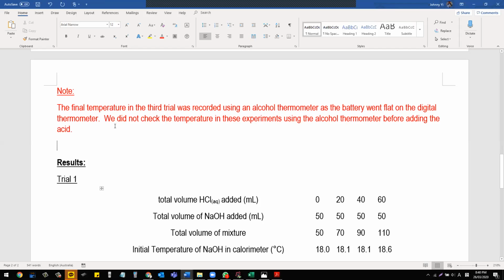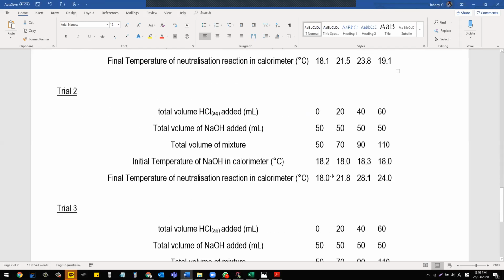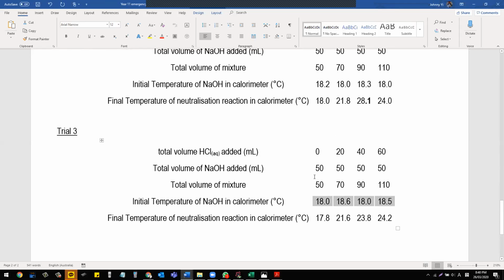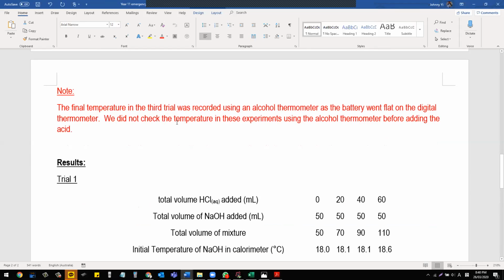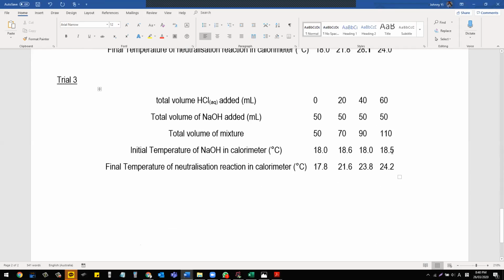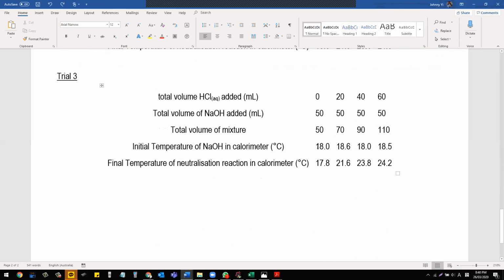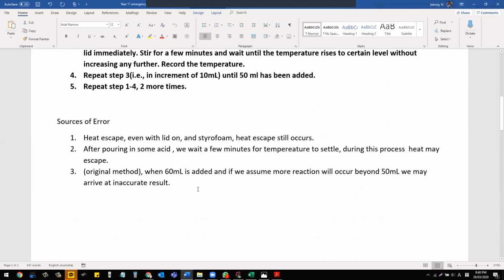What does it mean by we did not check the temperature of these experiments using the alcohol thermometer before adding the acid? So this is the temperature after adding the acid, right? Yes. This is the temperature before adding the acid. So what this is saying is that this wasn't measured. They just assumed that it's... Where did they get these numbers? That's number one mystery, you know? So they must have assumed.